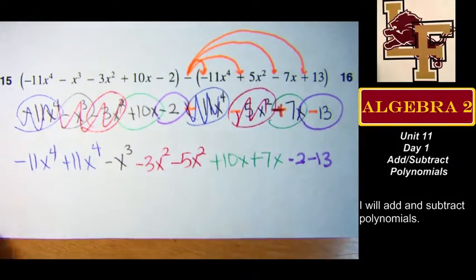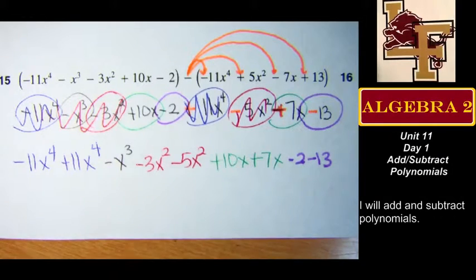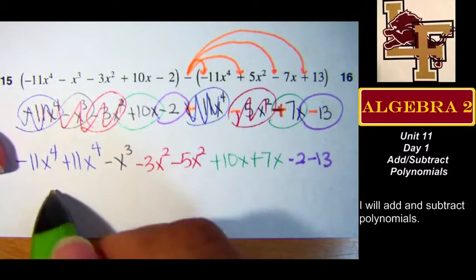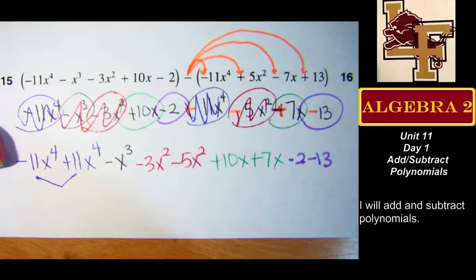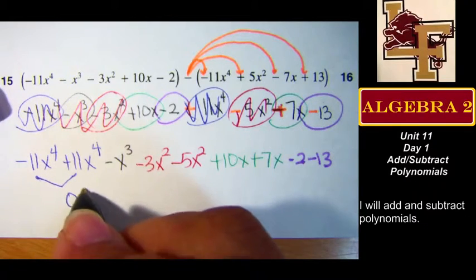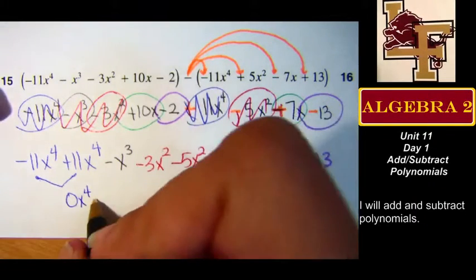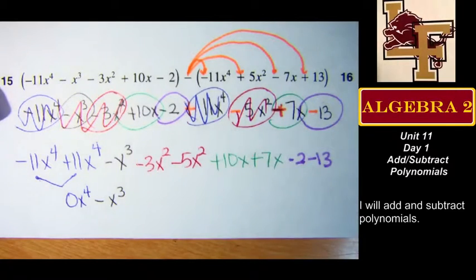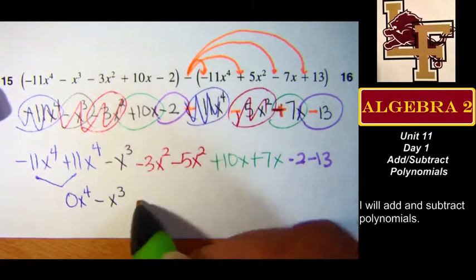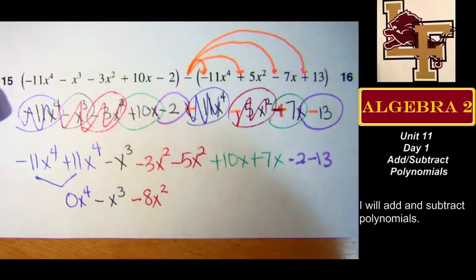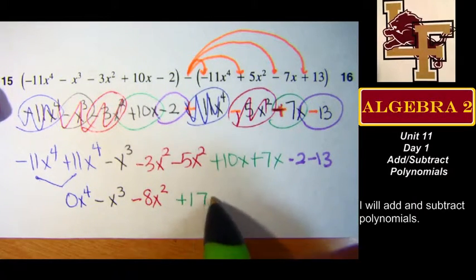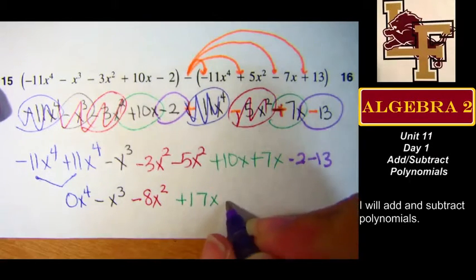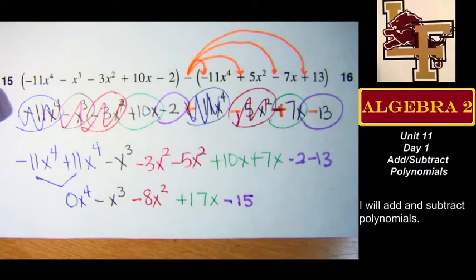All right, now we're going to do that combining like terms. Now that we've associated all of the like terms together, we can combine them. I have negative 11 here and positive 11 here. How many do I have? 0. No changes to the third degree. Here's the second degree. Here's the first degree. And here's the 0 degree.